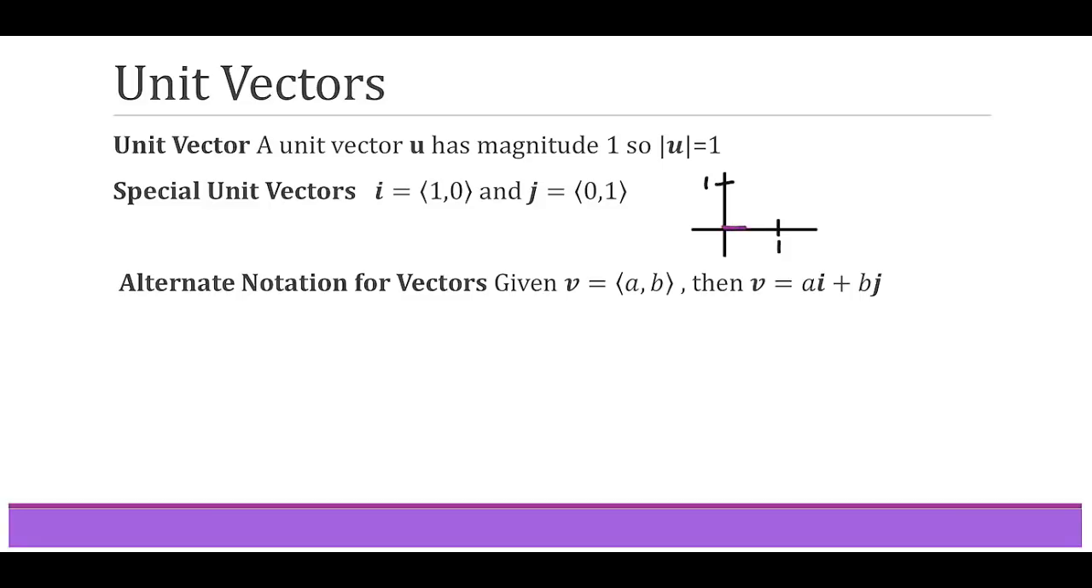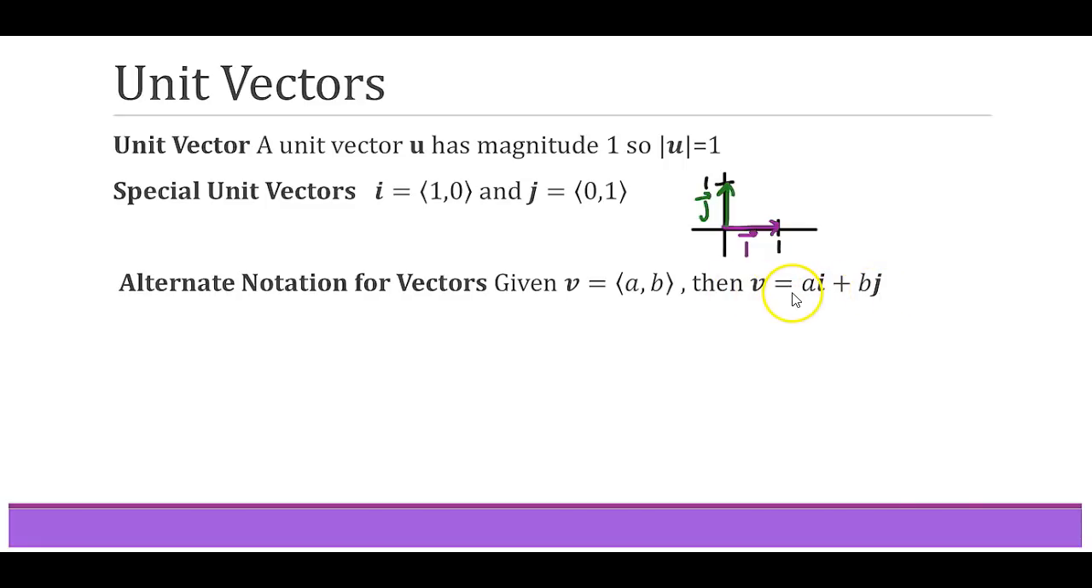So the special unit vector i starts at the origin and ends at the terminal point (1, 0). This is my unit vector i, and the one that goes straight up is my unit vector j. The reason we have these unit vectors i and j is to create an alternate notation for vectors. Given vector v is the position vector ⟨a, b⟩ in angle brackets, then instead of using angle brackets, we can use this i and j notation.